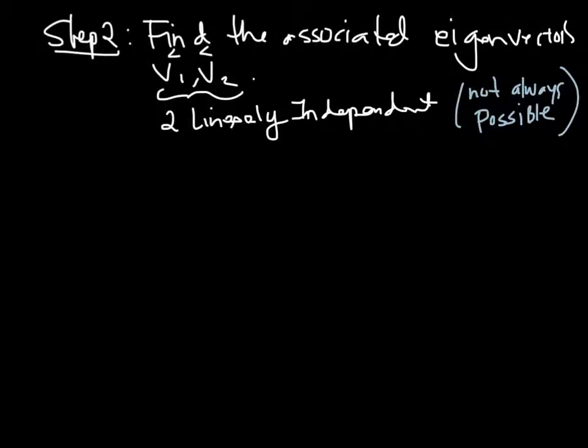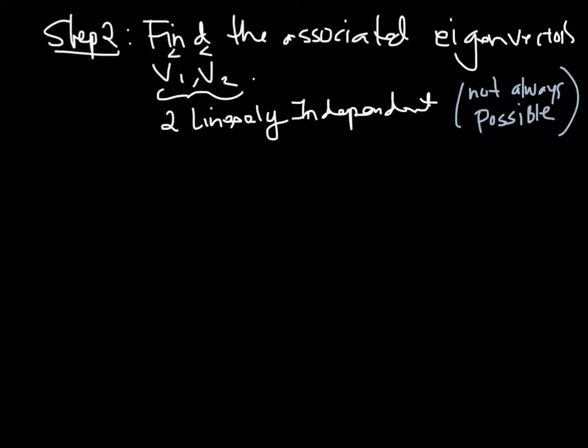Okay, so we're continuing number 2, and this is step 2. We found our eigenvalues in the first step, so now we want to find our associated eigenvectors. Since we obtained 2 eigenvalues, we should get 2 eigenvectors. I'm just calling them V1 and V2, where V1 and V2 are bold. These vectors are going to be linearly independent. It's not always possible, but in this case they're going to end up being linearly independent.